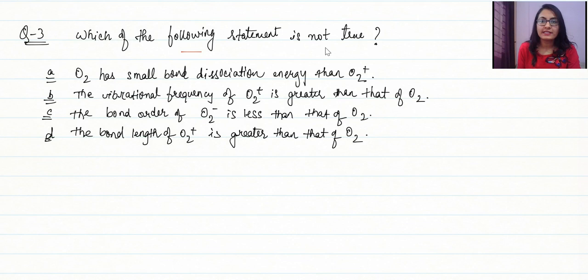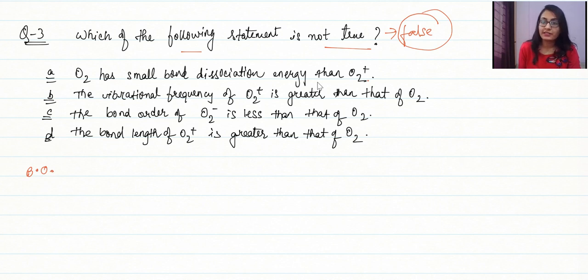Which of the following statements is not true? Not true means again it is asking for the false statement. Okay, so O2 has smaller bond dissociation energy than O2 plus. We are going to check that by finding out the bond order for O2 as well as O2 plus.